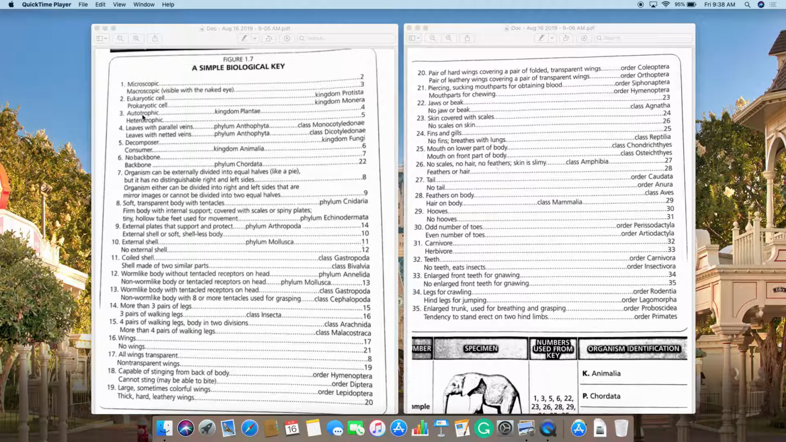Is a grapevine autotrophic or heterotrophic? Well, it's autotrophic because we know it's a plant, so it undergoes photosynthesis. So write under kingdom, Plantae, and then your number 4. And then let's go to number 4.